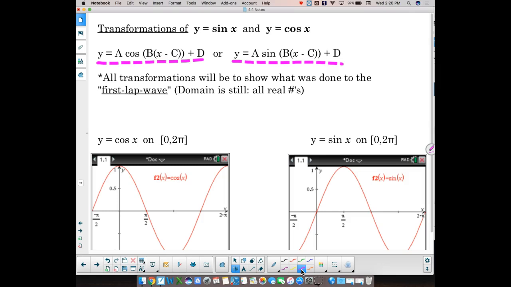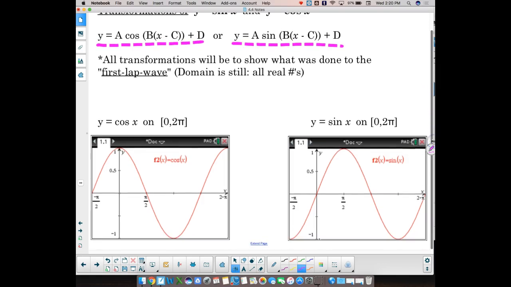So we're talking that first lap wave on cosine here is that one, and then on sine is this one. Okay, that's that first lap wave.